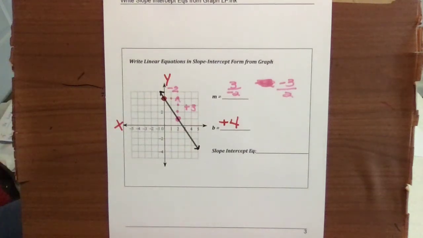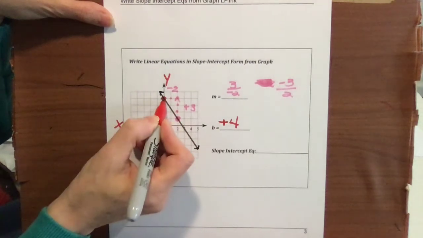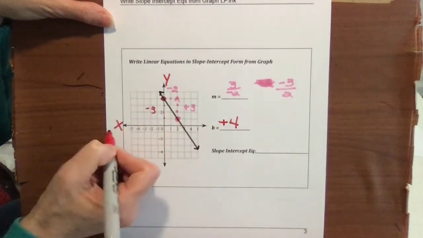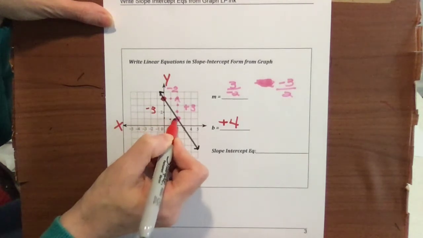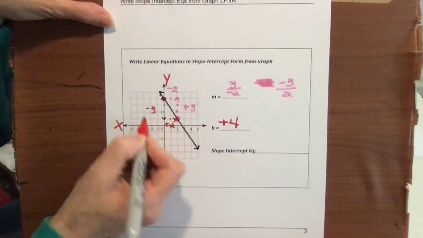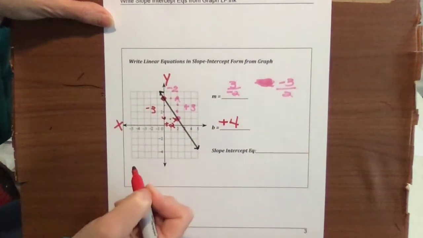Another way you could look at it is this. Let's walk from our red point to our pink point. If we were to walk from red, we'd go 1, 2, 3 down, making it -3. But we'd go 1, 2 to the right, and that would be +2. So -3 over +2. That's why these are the same.